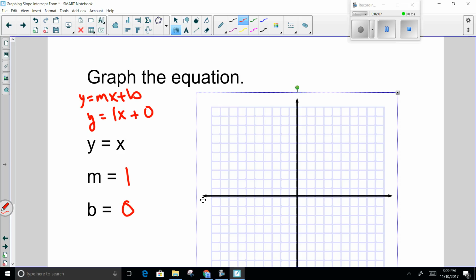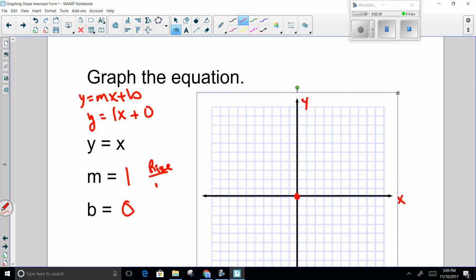So then what you do is you come over to the graph. You're going to work alphabetically, b, then m. So b comes first. b is the y-intercept. The y-intercept is where it crosses the y-axis. The y-axis goes up and down. The x-axis goes left and right. So the y-intercept is where the graph will cross the y-axis at 0. So there's 0.